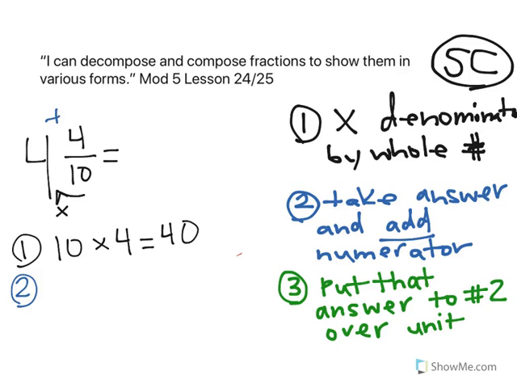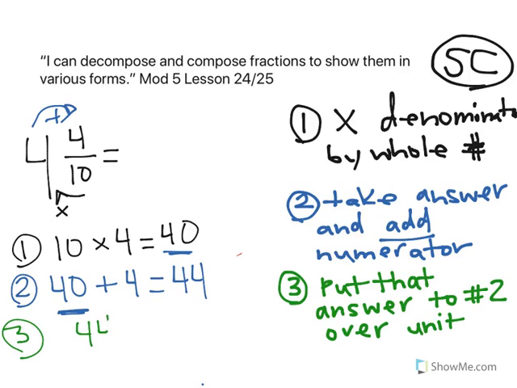Step 2, add that answer, so 40 plus my numerator, 4. Don't get tricked and just do 4 plus 4. Nope, it's 10 times 4. Whatever that answer is, which is 40, you're taking that answer and adding your numerator. So 40 plus 4 is 44. Step 3, you're going to take that answer from step 2 and put that over our unit. Our unit is tenths. So 4 4/10 is equivalent to 44 tenths.